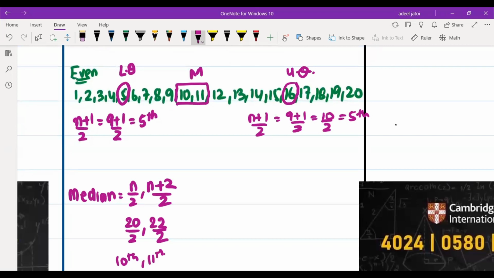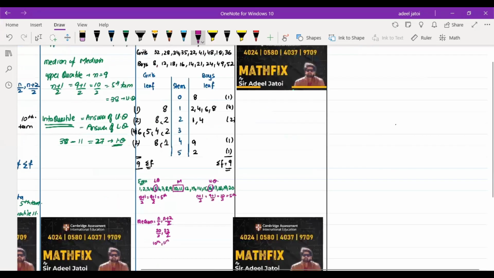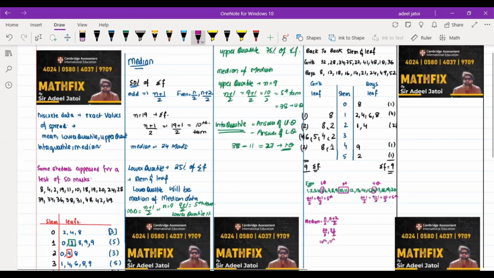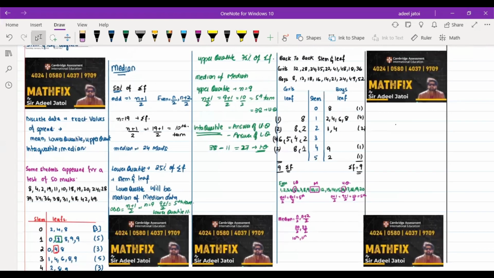So in even numbers, you need to understand that you will have a median, but before the median and after the median, you will be using n plus 1 upon 2, because the data before the median will be odd and after the median it will be odd again. So this was the normal stem and leaf diagram that is tested in your syllabus.